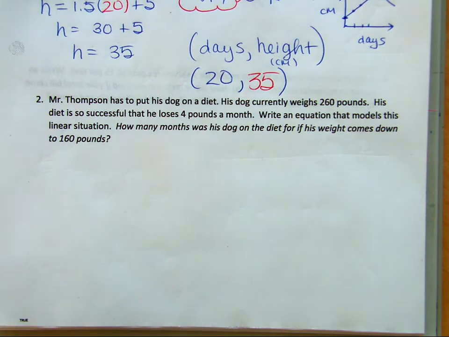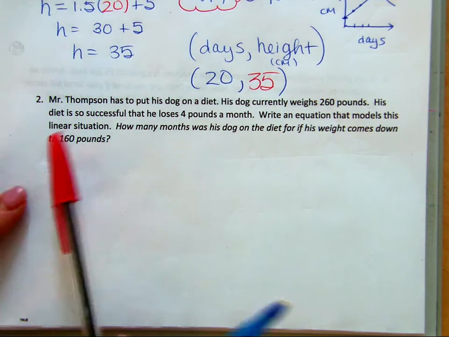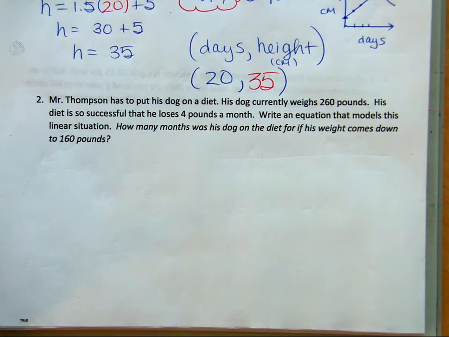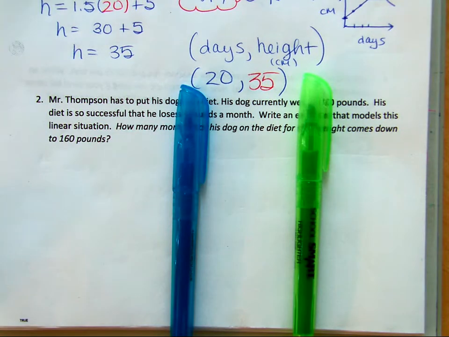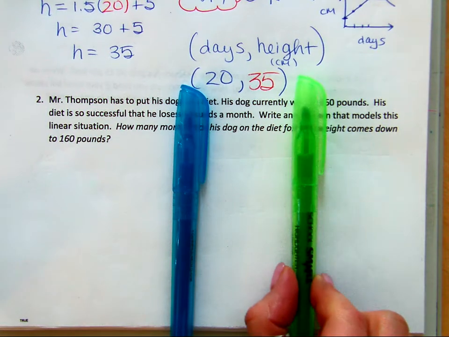Okay, so Mr. Thompson has a ginormous dog, and it's more like a small pony. He weighs 260 pounds. This is a big fat dog. His dog needs to go on a diet, okay? I know, it's crazy. So he puts him on a diet, and the diet is so successful that he loses 4 pounds a month. Okay? So let's get out our highlighters. What information do we know? What's the beginning value? 260.